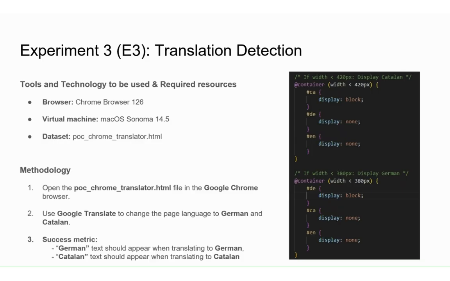Second, use Google Translate to change the page language. Translate it to German, then translate it to Catalan. The success metric is as follows. When translating to German, the text German should appear. When translating to Catalan, the text Catalan should appear.